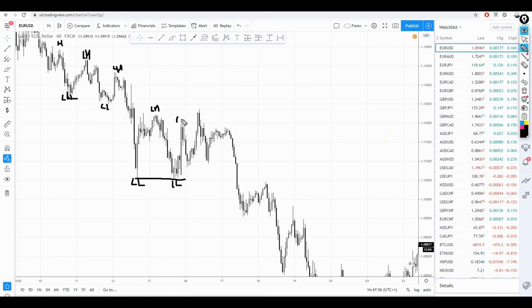Now we start to see a lower high and a higher low, and a higher high and a higher low, and a lower high, and then a breakout. This is consolidation, or a subjective way of classing this as consolidation.